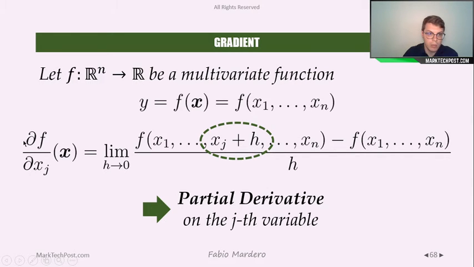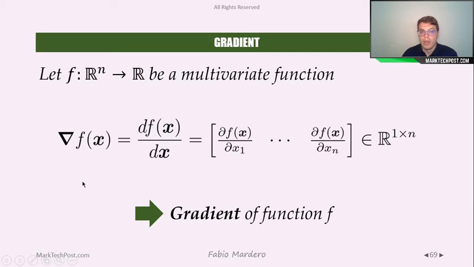You can see this symbol that describes that we are talking about a partial derivative with respect to what direction, the jth. Well, we are just computing the usual formula, but applying the plus h only to the jth dimension. That's it. Very simple.